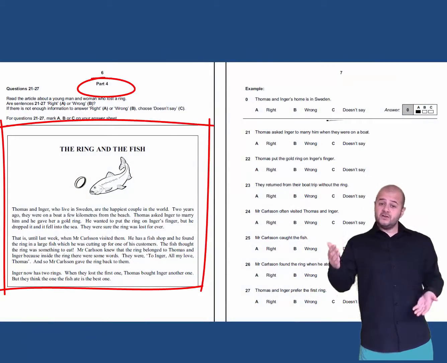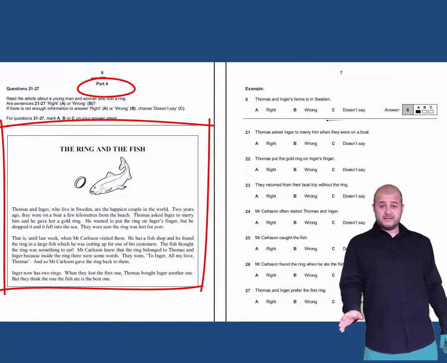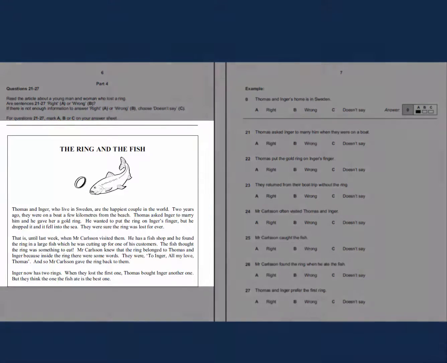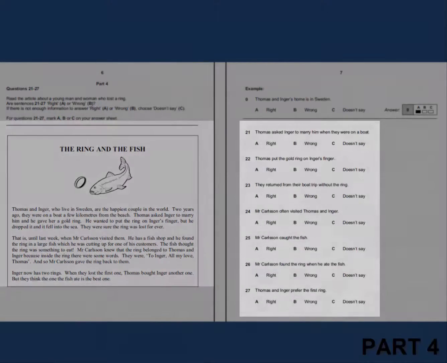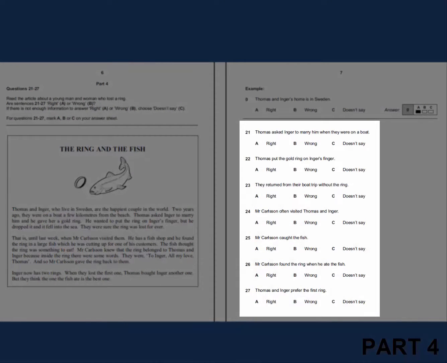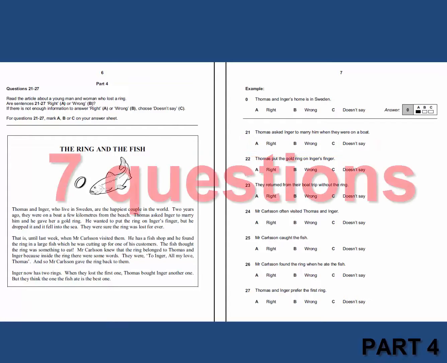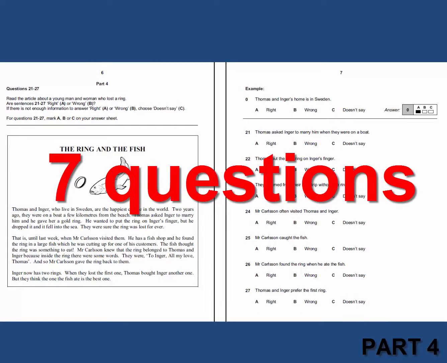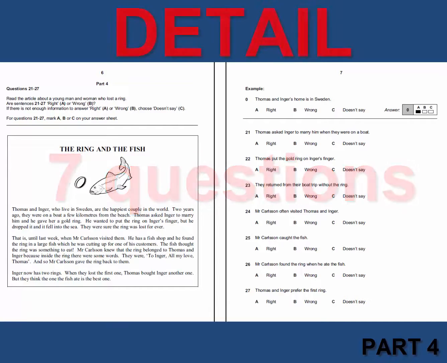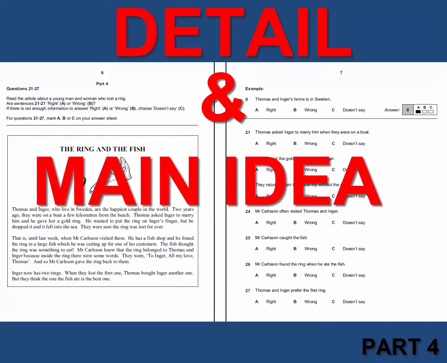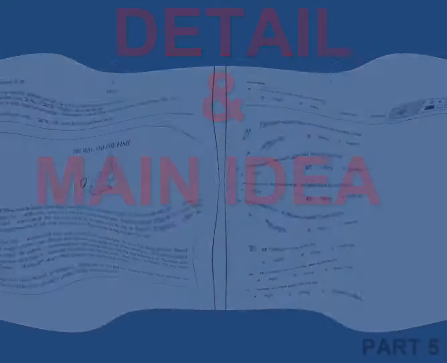In part 4, you have a long text or 3 short texts. You have to read the text or texts and 7 sentences. You have to decide if each sentence is right, wrong, or doesn't say. Or choose the correct answer, A, B, or C, to the questions. In this part, there are 7 questions, and you have to practice reading to understand detail and main idea of the text or texts.